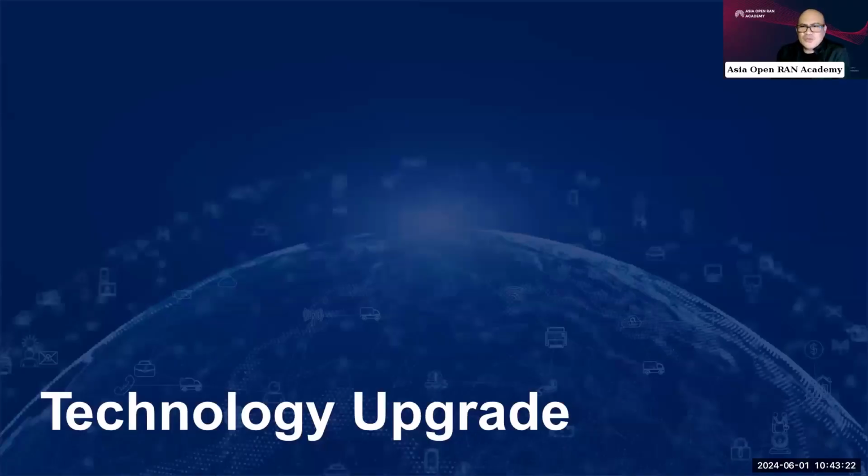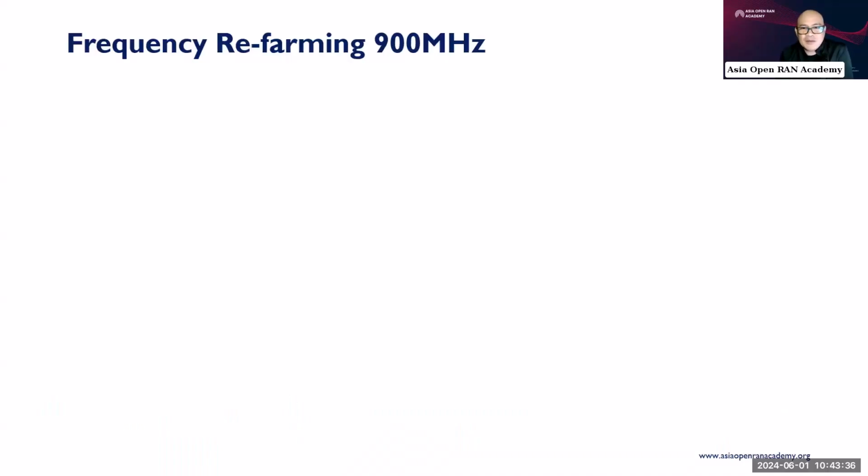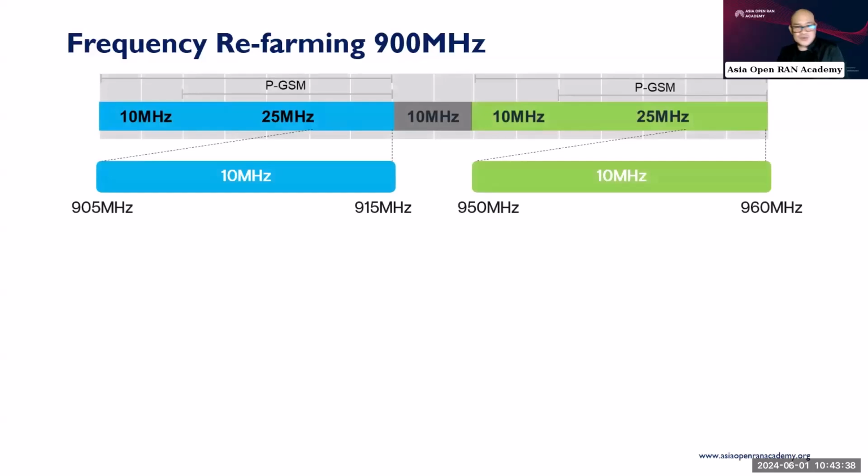Now, how do we go for technology upgrade in terms of the frequency? Kasi marami nagtatanong ito. How do we go for that one, sir? For the technology upgrade for frequency, for example. Example, you have a 900 megahertz. So the 900 megahertz, probably you have a 10 megahertz bandwidth in a 900 megahertz. So that is from 950 to 960 megahertz.